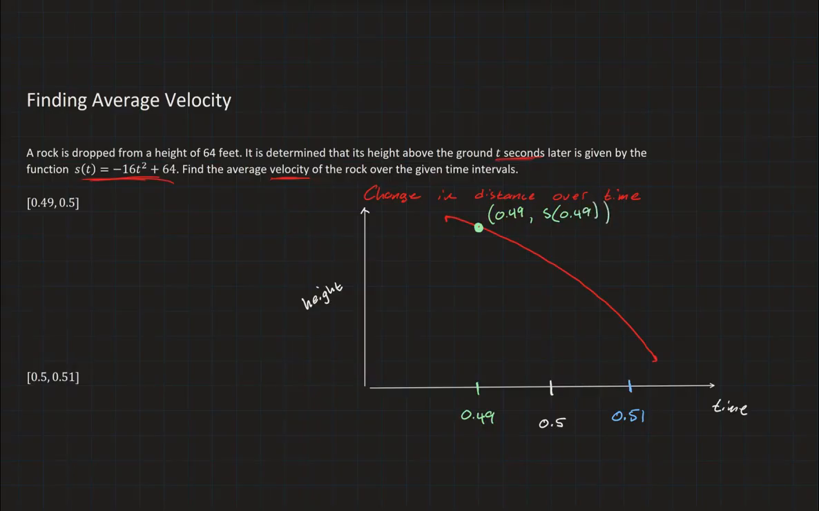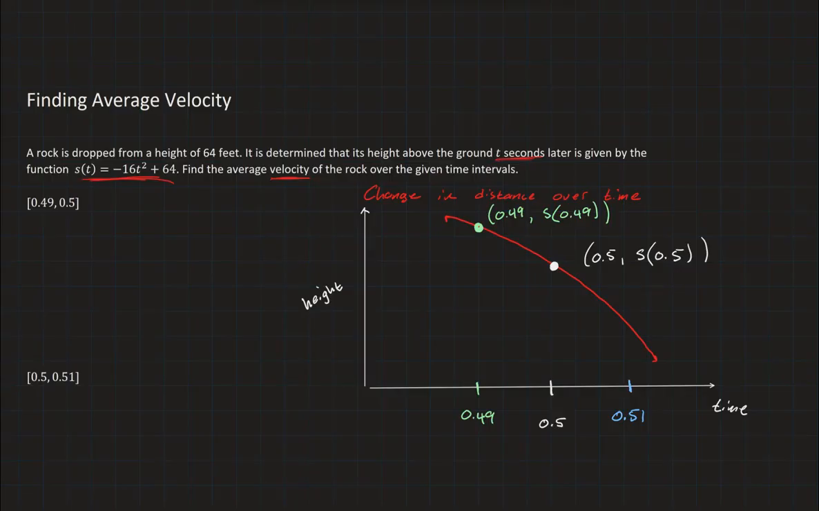That's going to be my ordered pair. Same thing right here. I need this point. This is the point 0.5. And then in order to find the height of the rock at half a second, I need to evaluate this function. And like I said, you give me a time, I'll give you a height. Evaluate this function at 0.5, not 0.05, 0.5.